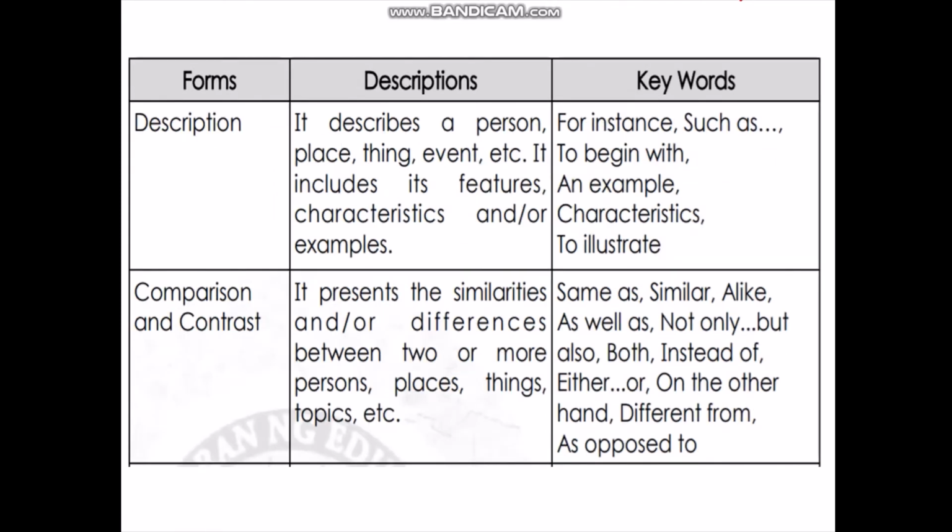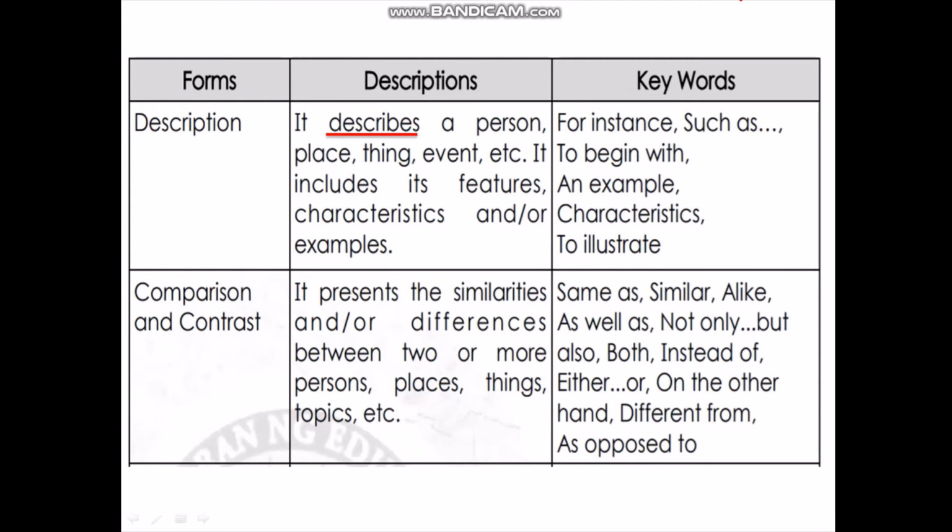Another one, description, another form of informational text. Actually, this one is the easiest. Description just describes a person, a place, a thing, an event, etc. It includes its features, characteristics, and examples. Keywords: for instance, such as, to begin with, an example, characteristics, to illustrate. Whenever it describes a person, it's a description. You need to remember that description describes.